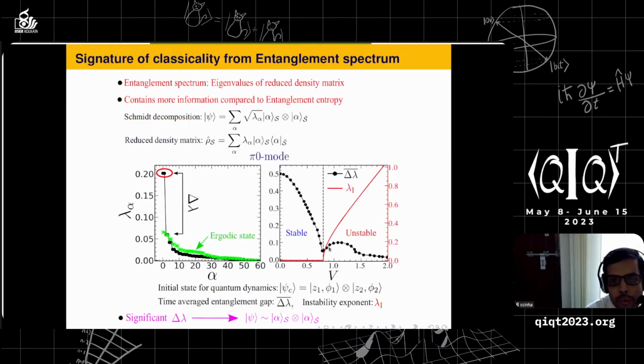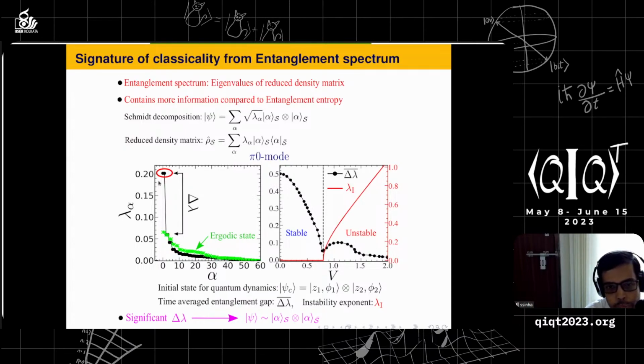So next we try to analyze further. Previously we analyzed the degree of ergodicity from the entanglement entropy. But if we look into the entanglement spectrum, that also gives more important information. So we looked into the time evolution of the pi mode. We started with a coherent state corresponding to the pi mode and dynamically evolved this state. And after the evolution, we see the entanglement property of this state.